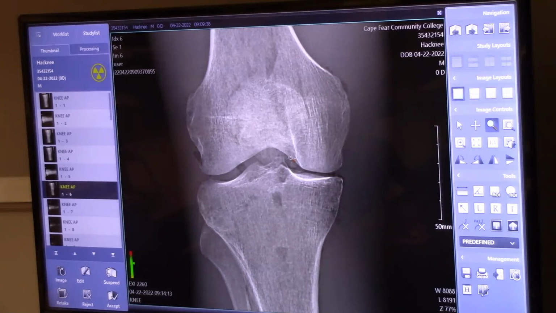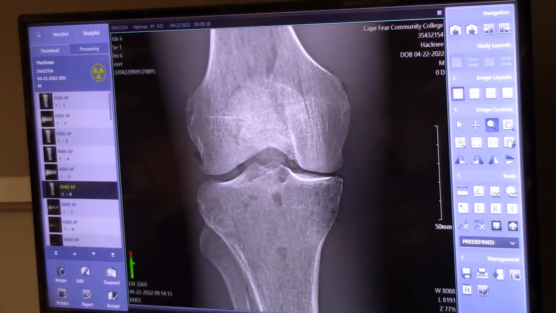What was the technique on this? 9. Okay, so this is just a shade overexposed. What was our previous technique? 4.3. Okay, so probably halfway between 4.3 and 9 would be the quote-unquote ideal for this system. So we're going to make a note of that.